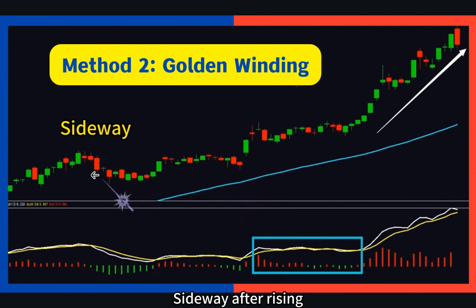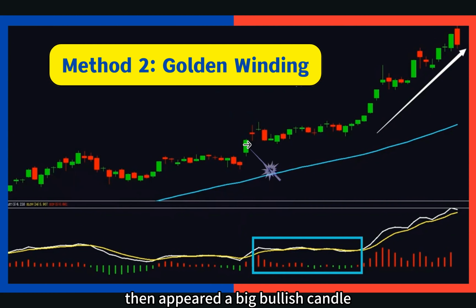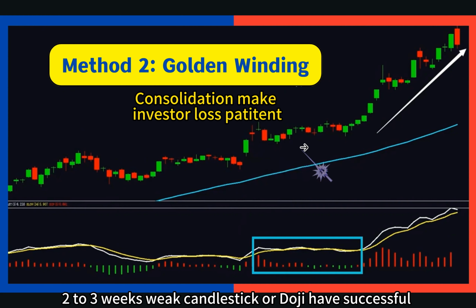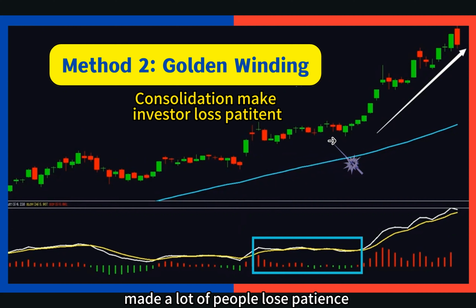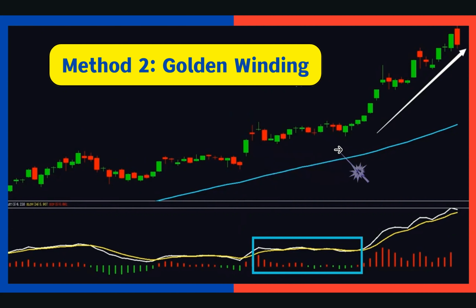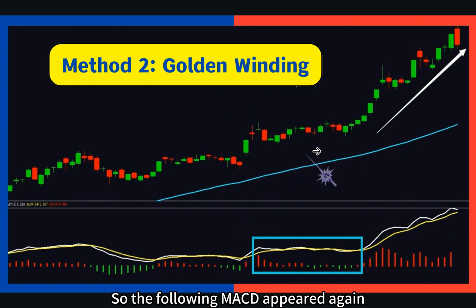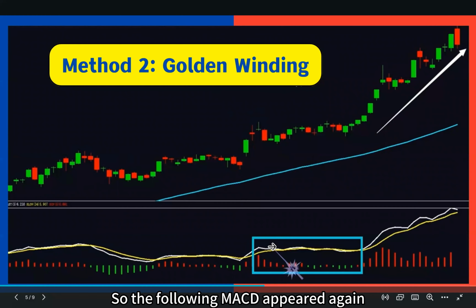Sideways after rising, then a big bullish candle appears, but before this, there were 2 to 3 weeks of weak candlesticks or doji, which have successfully made a lot of people lose patience. This is to flush out the weak holders of the market through the sideways oscillation, so the following MACD appeals again.